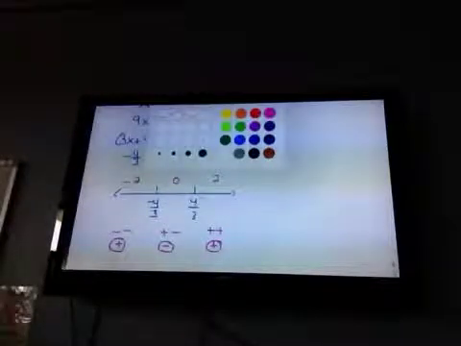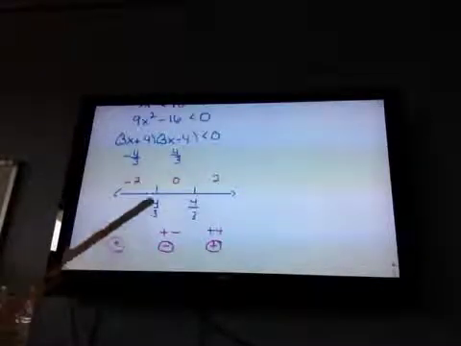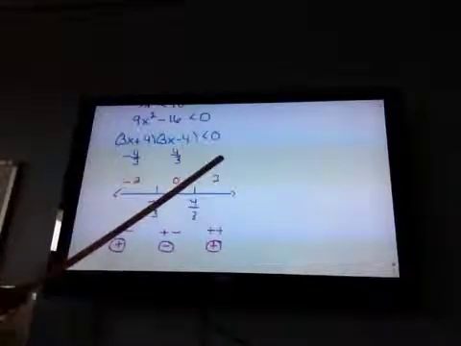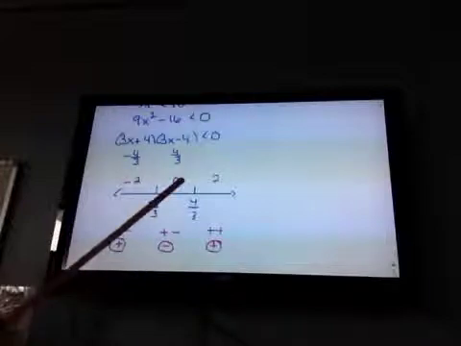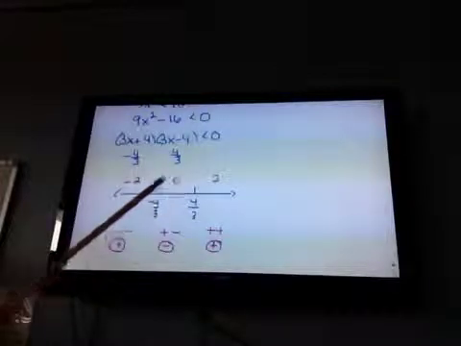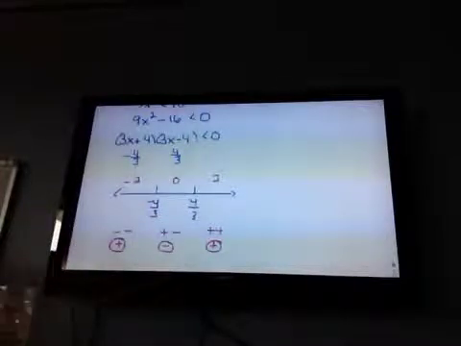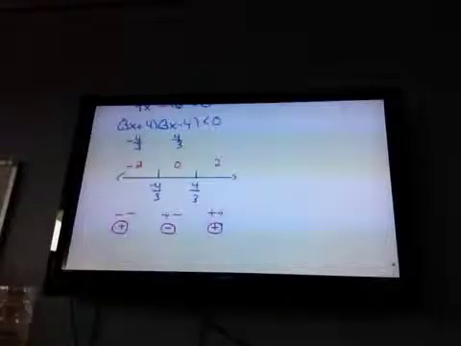So we want the numbers, going back to my inequality, that are less than 0. So those are my negatives. So we're looking right here. These are the numbers that worked, that gave me a negative. So the numbers between negative 4/3 and positive 4/3, not including those numbers though.